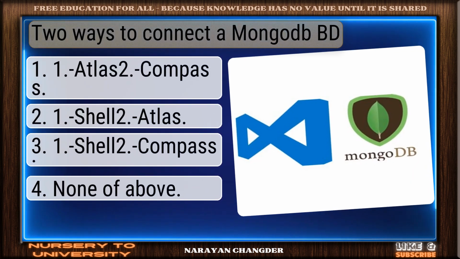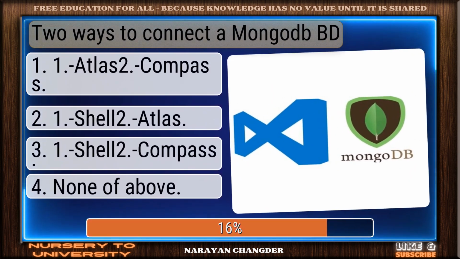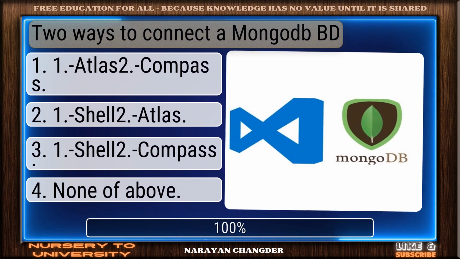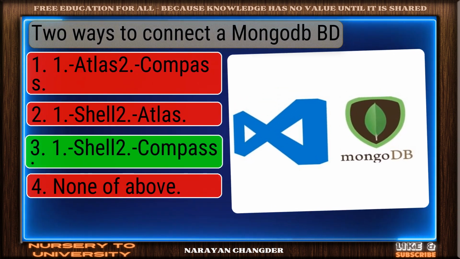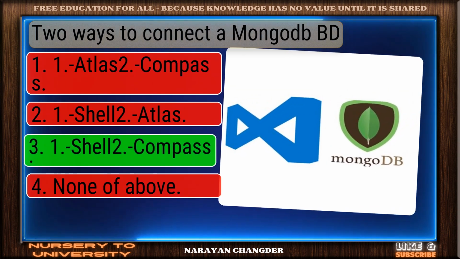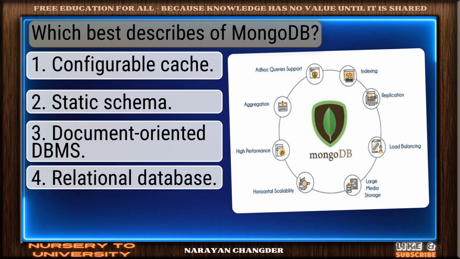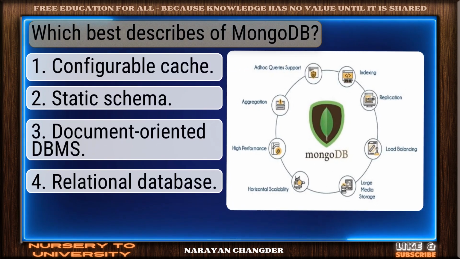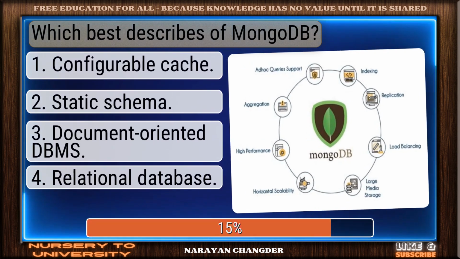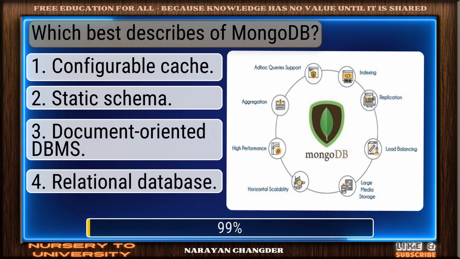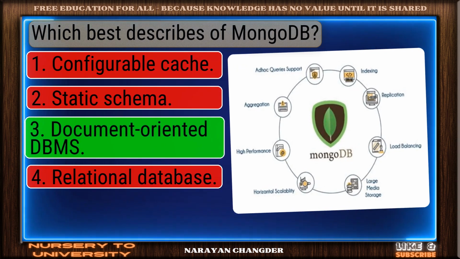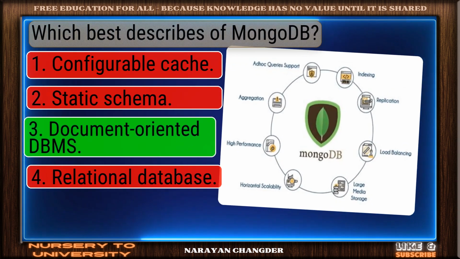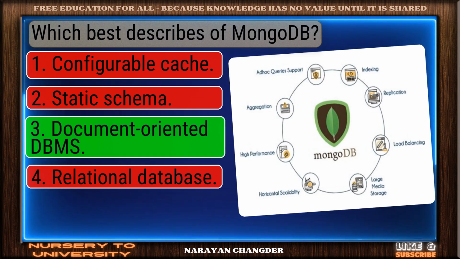Question number 59. Two ways to connect a MongoDB database. Good thinking. 1. Shell 2. Compass is the right answer. Question number 60. Which best describes MongoDB? Good job. Your answer document-oriented DBMS works well here.